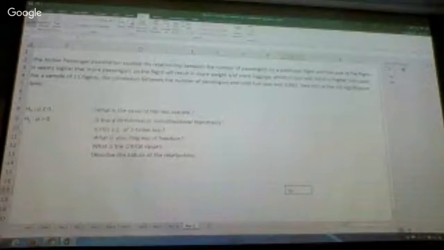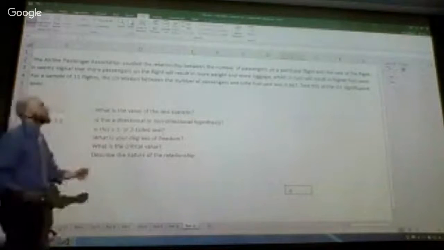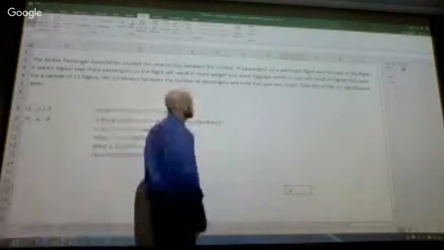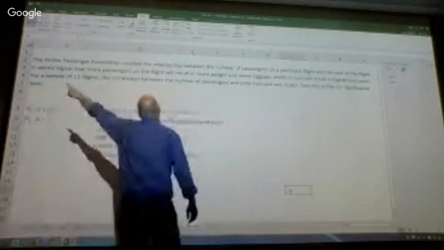The Airline Passenger Association studied the relationship between the number of passengers on a flight and the cost of the flight. It seems logical that more passengers on the flight will result in more weight and more luggage, and will in turn result in higher fuel costs. For a sample of 15 flights, the correlation between the number of passengers and the total fuel cost was 0.667. Test this at the 0.01 significance level. That's our hypothesis.